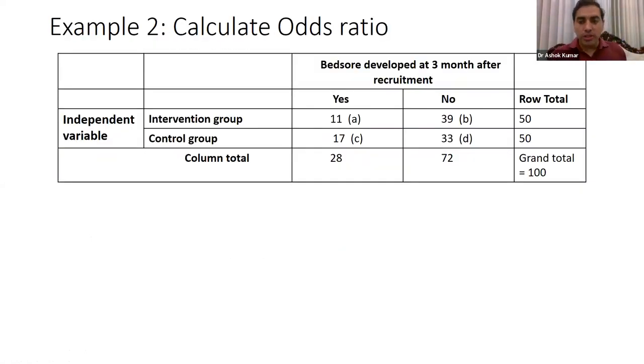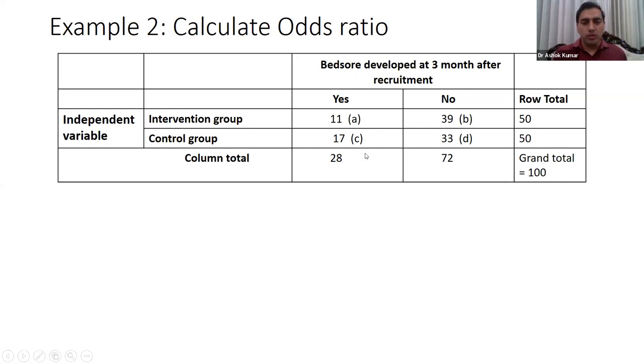So calculate the odds ratio for this. What do we have? Bed sore developed at 3 months after recruitment. Our independent variable is intervention group and control group. Our outcome variable is bed sore development, yes or no. And this is our exposure, that is, the intervention group is our exposure, and the outcome of interest is bed sore development.